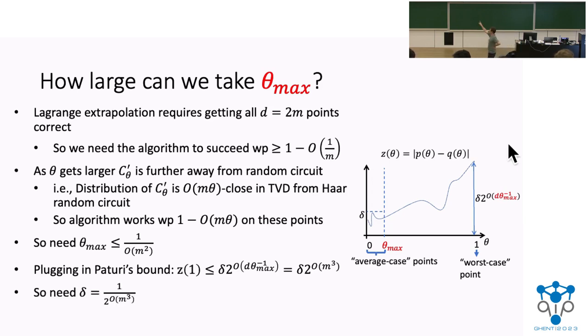So to compensate for this exponential blowup in m cubed, we need to take delta equal to something like 1 over 2 to the m cubed, okay? So in fact, this answers the question of how robust our original results were, okay? So they're not actually that robust. They have an exponential in m cubed factor to them, okay?